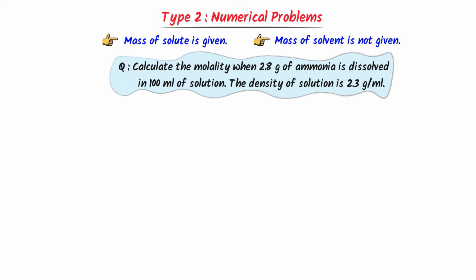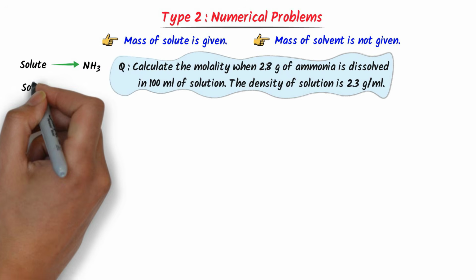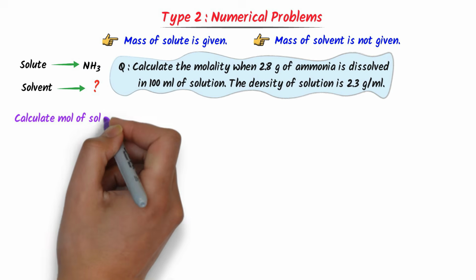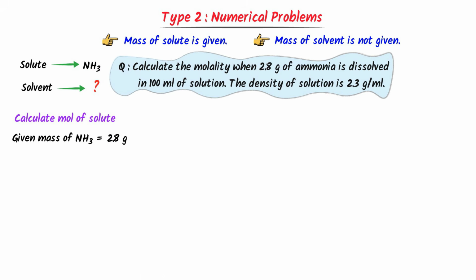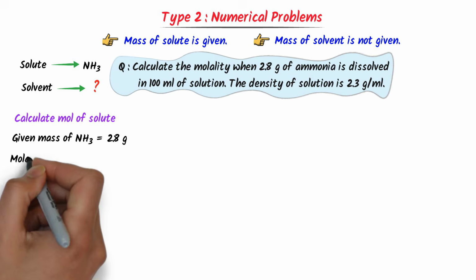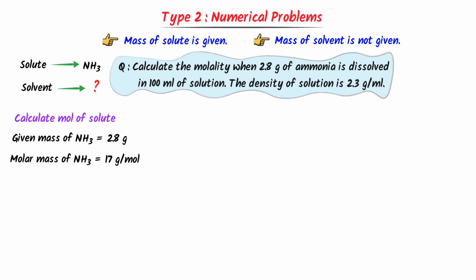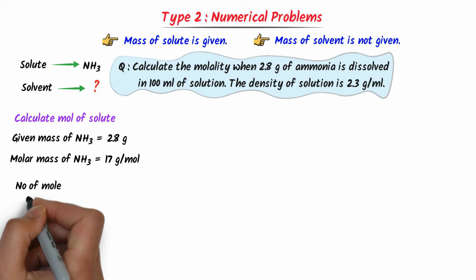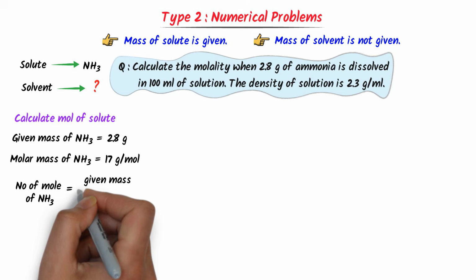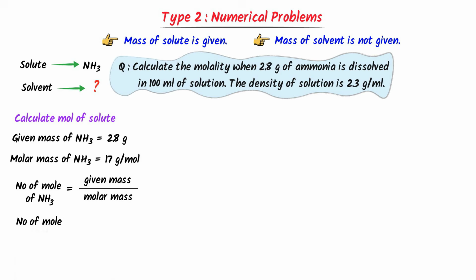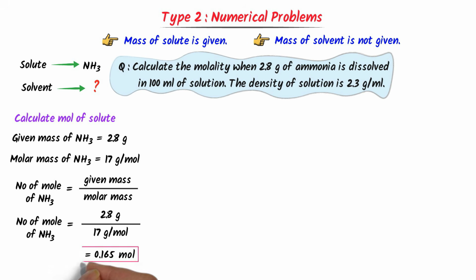Well, I write the solute is ammonia and the solvent is unknown. The given mass of ammonia is 2.8 gram. We know that the molar mass of ammonia is 17 gram per mole. Number of moles of ammonia is equal to given mass upon molar mass. The given mass is 2.8 gram and the molar mass is 17 gram per mole. After calculation, I get 0.165 mole. Thus, we calculated the number of moles of a solute.